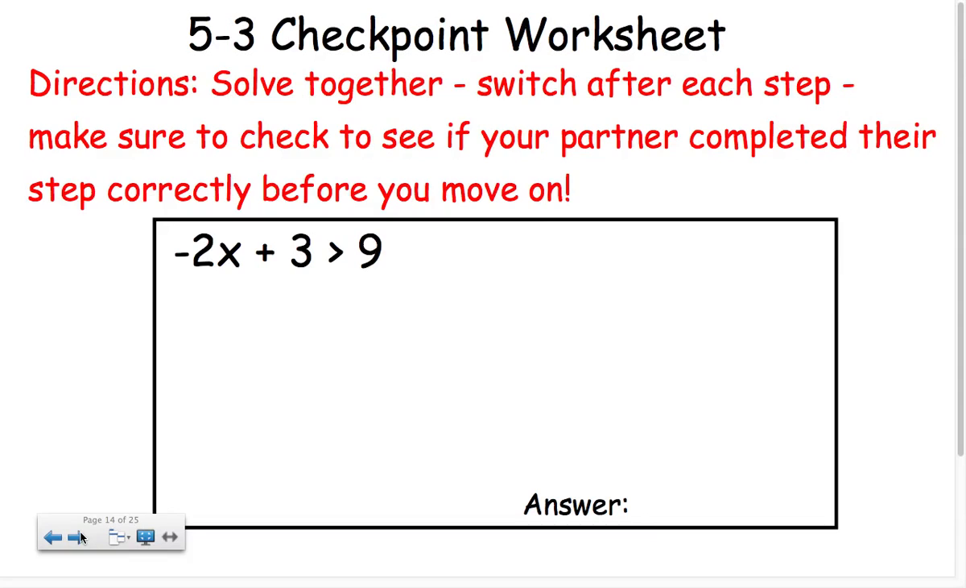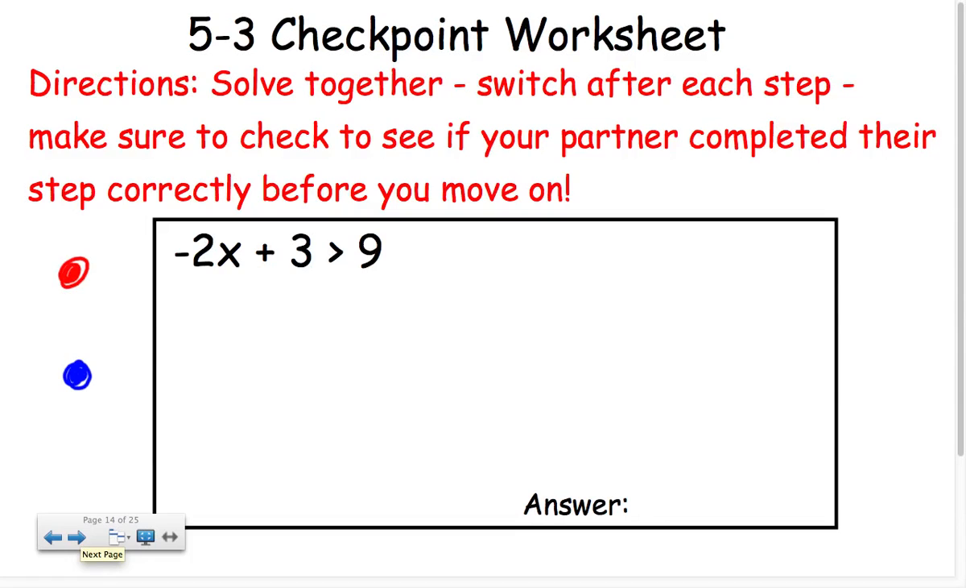5-3 checkpoint worksheet. Directions: solve together. Switch after each step. Make sure to check to see if your partner completed their step correctly before you move on. So this is a worksheet that you can get from your teacher, but I'm going to show you how this would work if it was me and my partner. I'm going to pretend that I'm red and my partner is going to be blue. So I'll show you how we'd switch off.